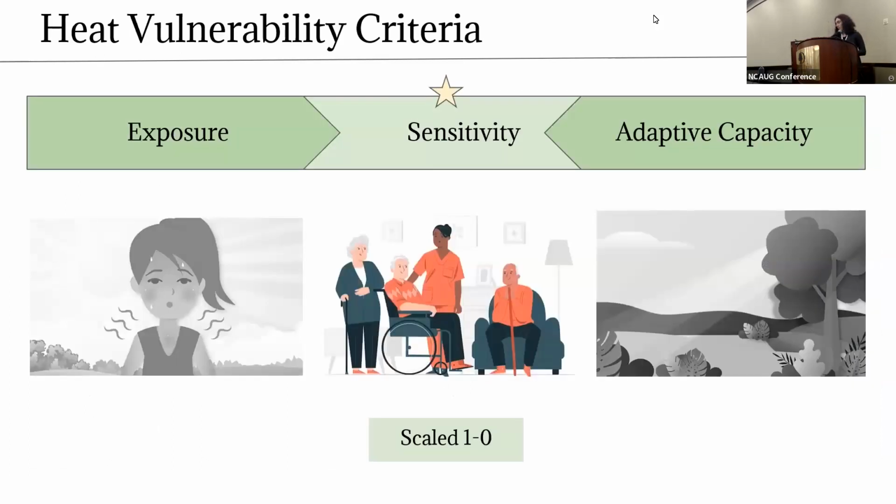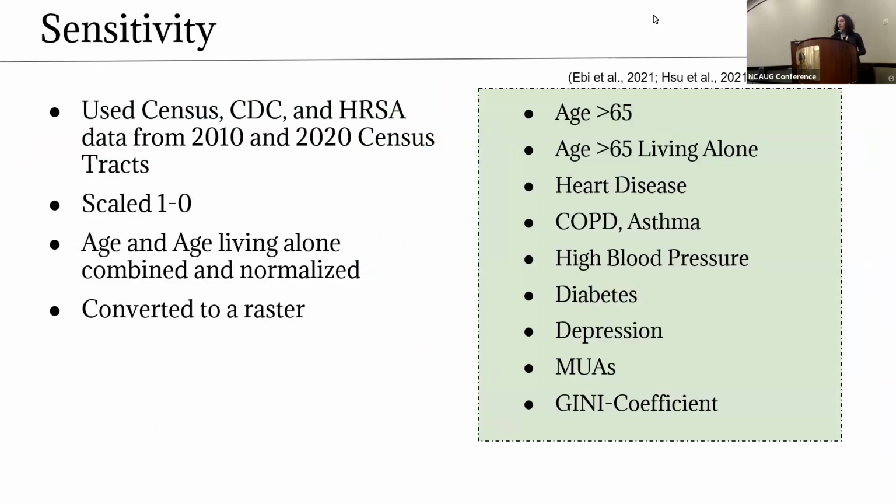All right, so the next one I'm gonna go over is sensitivity. For sensitivity, I used a variety of data sources, including the US Census Bureau, the CDC, and the Health Resources and Services Administration. All this data was taken from 2010 and 2020, and it was all on a census tract scale. So if you look over here to the right, you can see all the data that I included in this map. The first is adults above the age of 65, as well as those living alone. I actually combined these two together and scaled them separately to make sure that age wasn't double counted here.